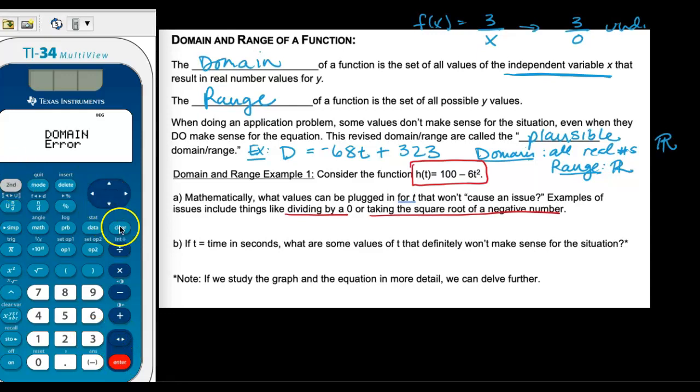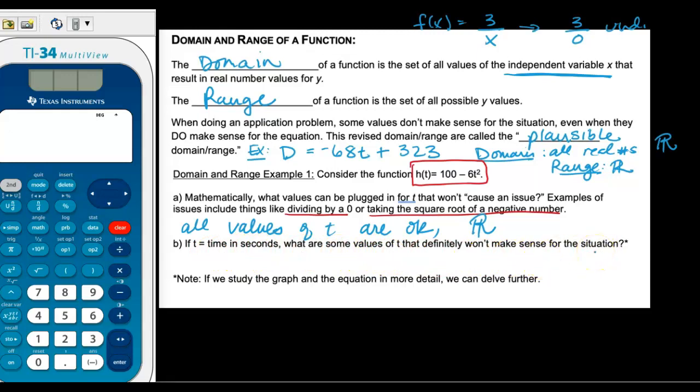So we want to ask ourselves, is there anything I could plug into this equation that would produce an error in my calculator? And the answer is no, because this equation is just 100 minus 6 times any number squared. There's no restrictions there. So all values of t are okay. We could also say all real numbers, or just write the symbol R there.